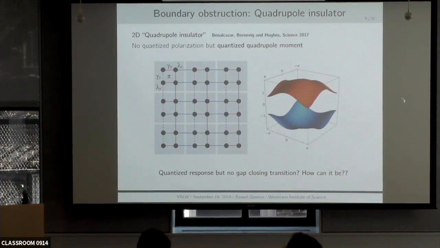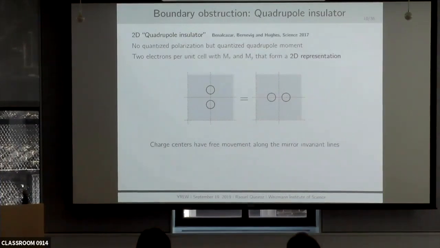We have two filled bands here, and in the unit cell, they are going to be placed somewhere. Here we have two mirror symmetries, and the pi flux threaded through these plaquettes makes the mirror in X and the mirror in Y anti-commute, so they form a two-dimensional representation. So what this means is that these two charge centers can be displaced along this axis, or they can be displaced along this axis, and this is exactly the same state.